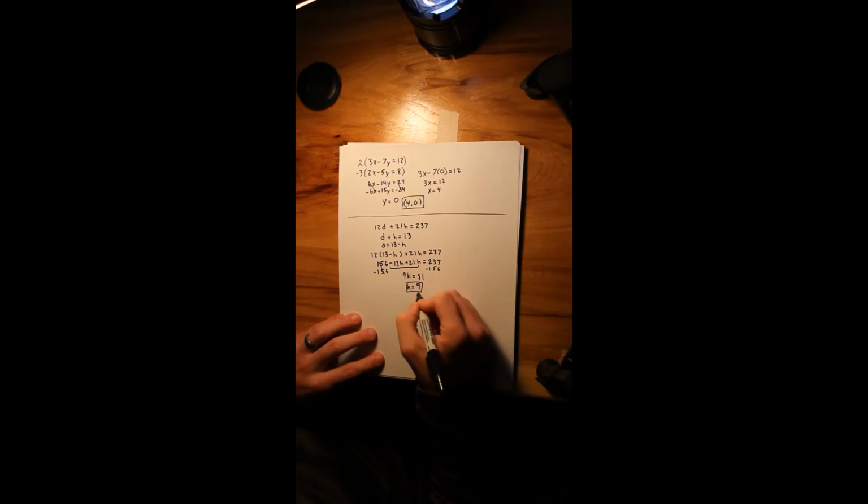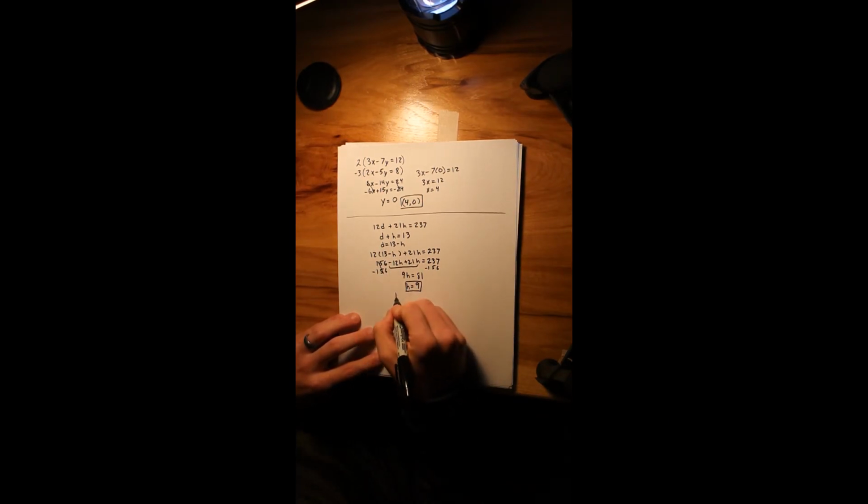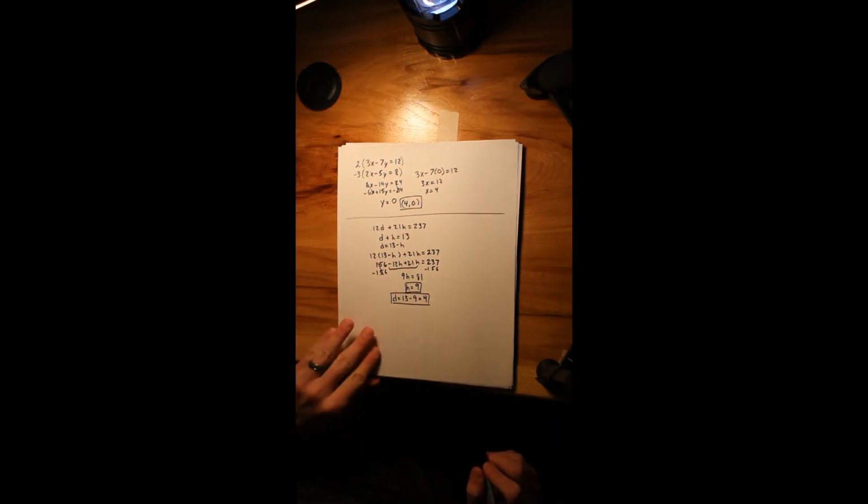So if I know the number of hamburgers, hey, guess what? I have a really nice formula right here that tells me how many hot dogs. So hot dogs is equal to 13 minus the number of hamburgers, which is 9. So 13 minus 9 is 4. So we have 4 hot dogs and 9 hamburgers. On to the next problem.